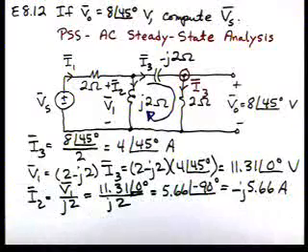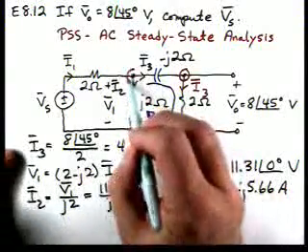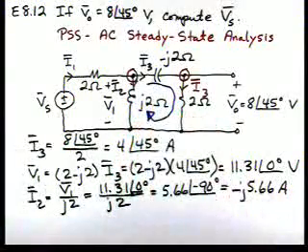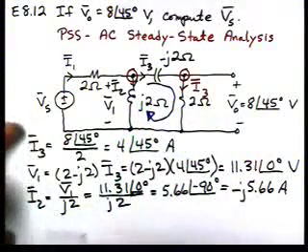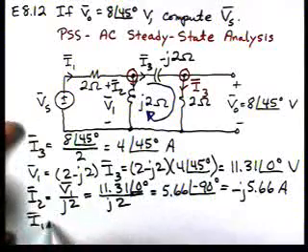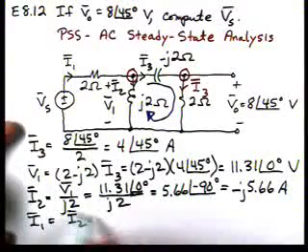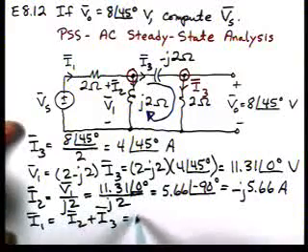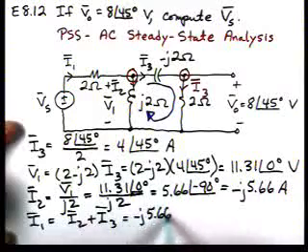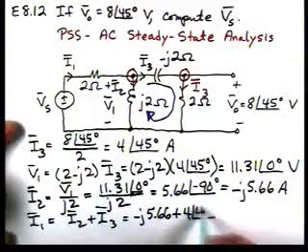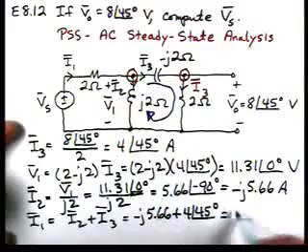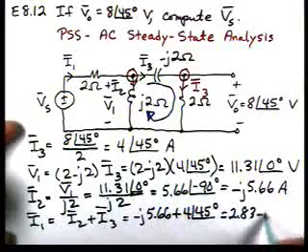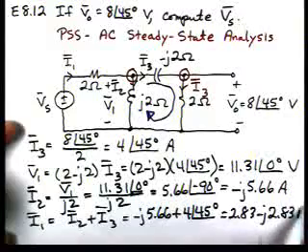Now if we apply Kirchhoff's current law here, we'll see that I1 is I2 plus I3. So we have minus J 5.66 plus 4 at an angle of 45, which is 2.83 minus J 2.83 amps.